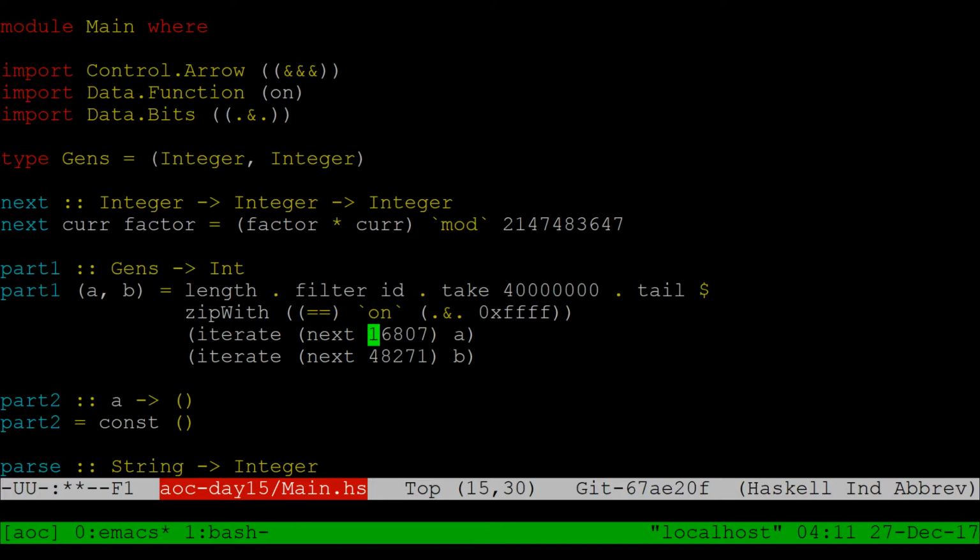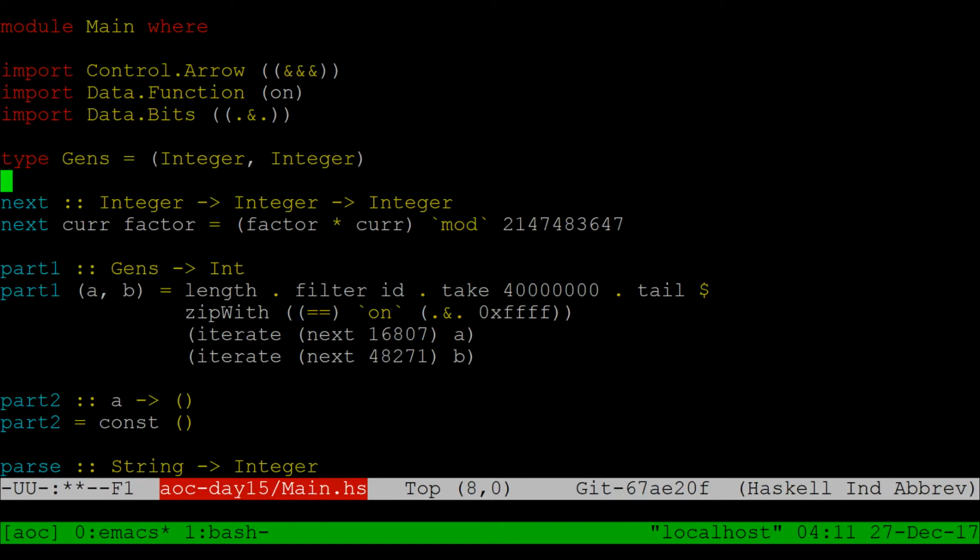Because I constantly kept thinking that the factor is the obvious thing you would vary, and the initial value would be the constant. And so I kept mixing up which thing I read from my input, and which goes to which value. And it doesn't matter as far as next is concerned, but it does matter as far as part 1 is concerned, because it partially applies next with one value and calls iterate with the other value. And by making the types of these things just be integer, I'm not letting the Haskell compiler help me out at all.